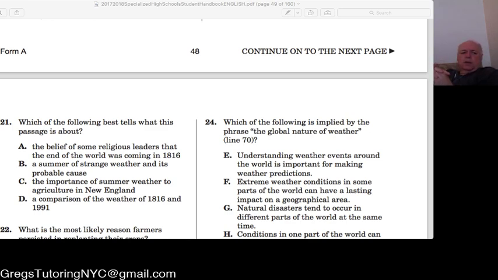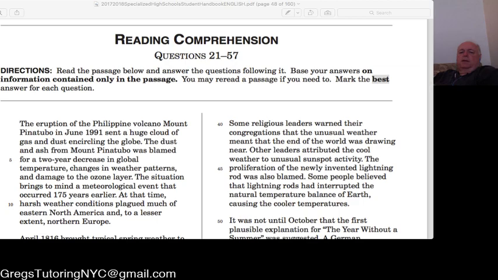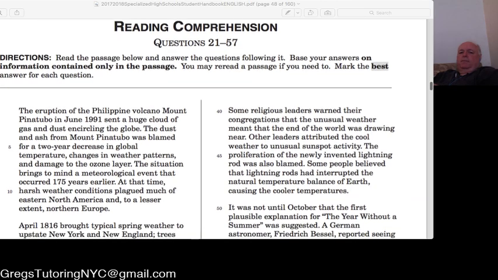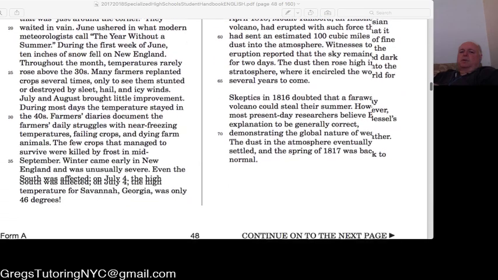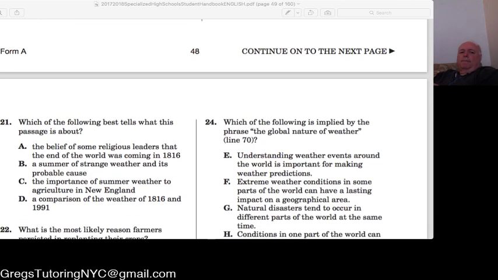Okay, so 21 says, which of the following best tells what this passage is about? A, the belief of some religious leaders that the end of the world was coming in 1816. Now, although it says that over here on the right-hand side, that is not what the passage is about. Okay? So that's a detail. That supports something in the passage, and it doesn't even quite support the main idea. Okay, B, a summer of strange weather and its probable cause. Yeah, something weird happened that summer. It was almost winter. In fact, it was winter, and they were coming up with various reasons. So 21B seems to fit.